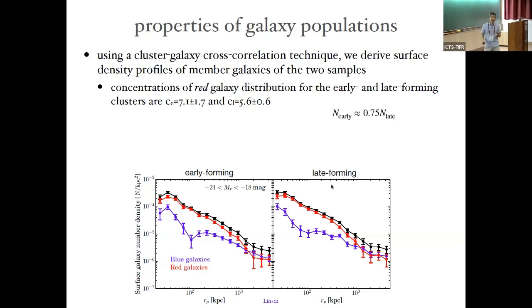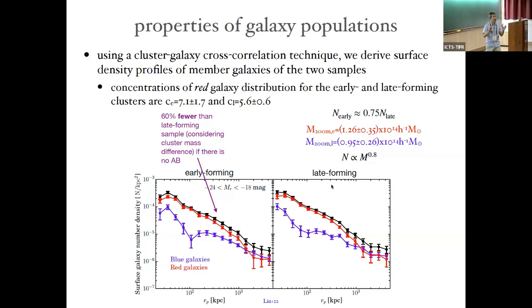We further found that the number of galaxies in our early forming sample is 25% lower than that in the late forming sample. And given that the early forming sample is slightly more massive than the late forming sample, and the fact that the cluster galaxy number goes as mass to a 0.8 power, this makes the deficit of galaxy number in our early forming sample 60% fewer than the late forming sample if assembly bias doesn't play a role.